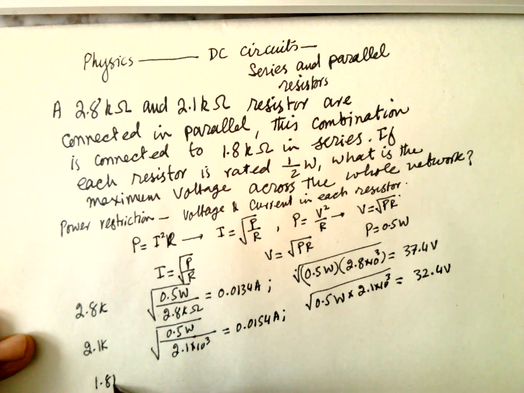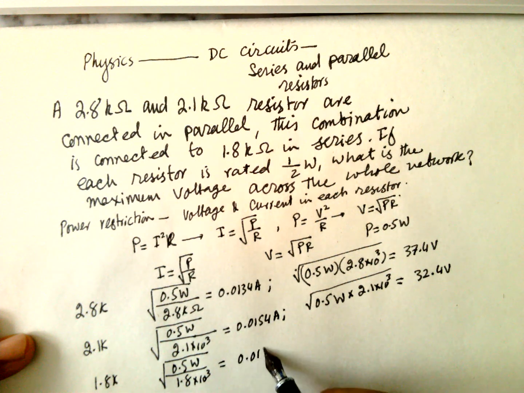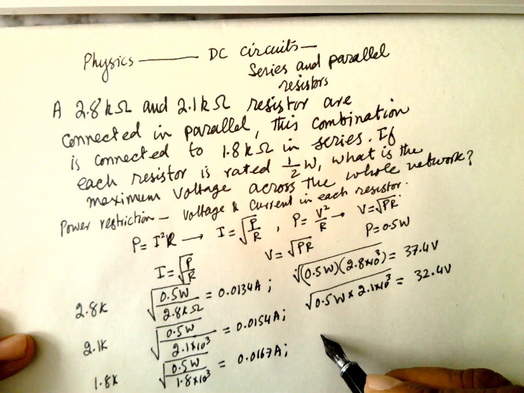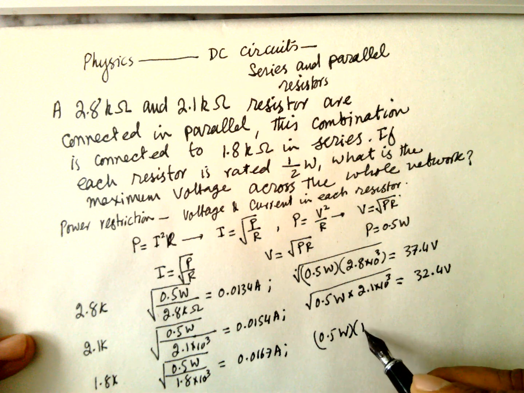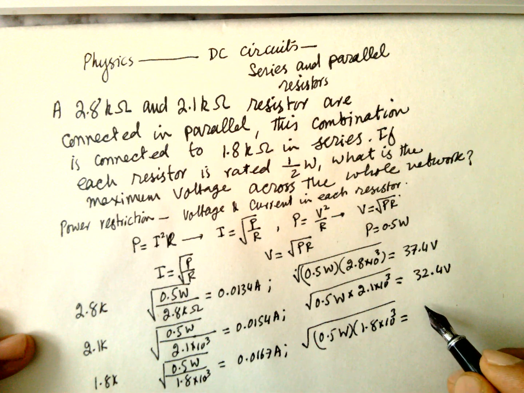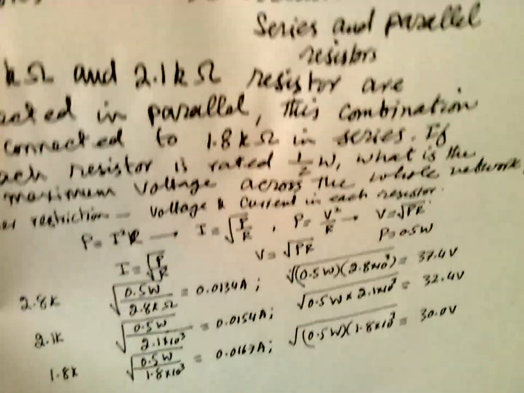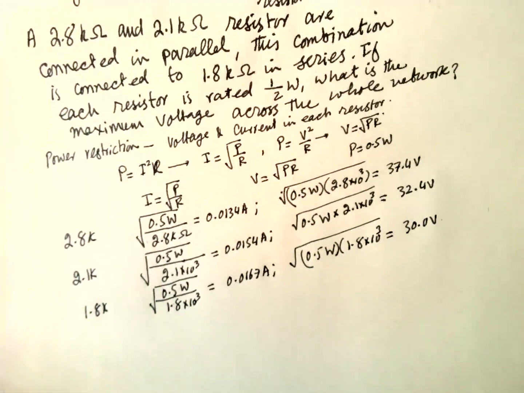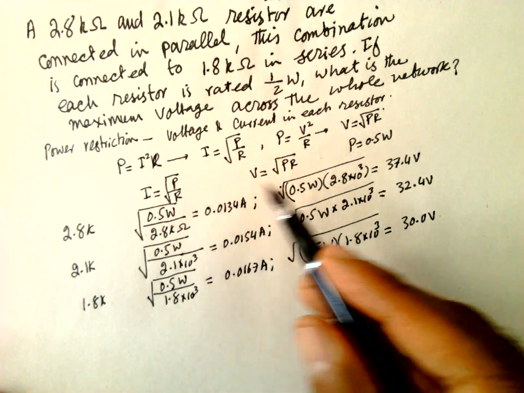And then 1.8 kilo, the square root of 0.5 watt over 1.8 times 10 to the power 3 is equal to 0.0167 amp. And the square root of 0.5 watt times 1.8 times 10 to the power 3 is equal to 30.0 volt. So now we have the power thing, current and voltage.